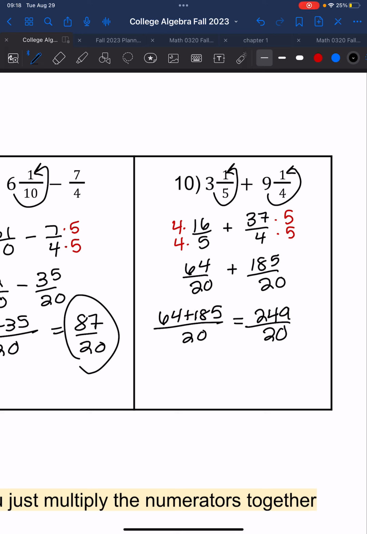Over 20. Let's see if we could reduce this any further. So 249 is odd, so we're not going to be able to divide it by 2. The same thing goes for 4. And it doesn't end in a 0 or a 5, so we can't divide by 5 or 10. So it looks like this is going to be the smallest we can get to. Okay.